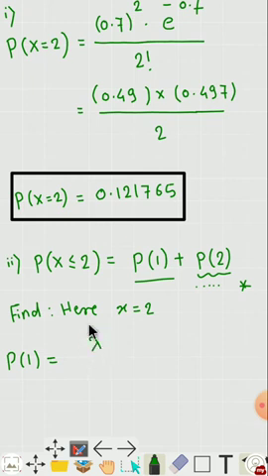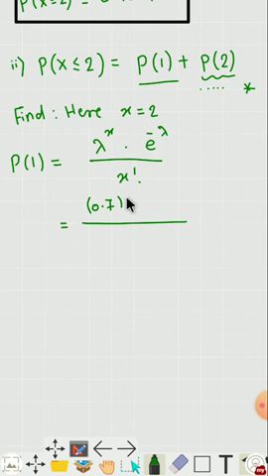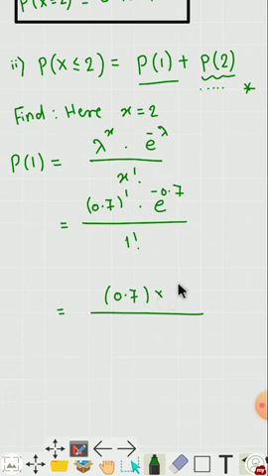So we write here lambda raised to the power x into e raised to the power minus lambda, divided by x factorial, and now we put the values. So lambda is given to be 0.7, raised to the power x, which is 1, into e to the power minus 0.7, divided by x factorial, which here is 1 factorial. And it is equal to 0.7 into the value of this factor, 0.497, divided by 1. And there must be one more term here.